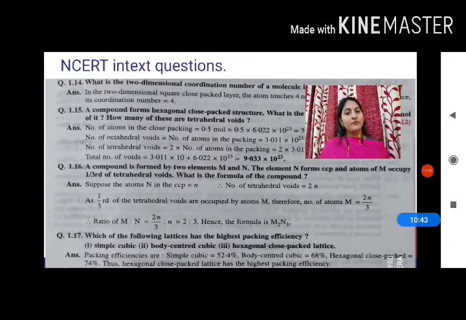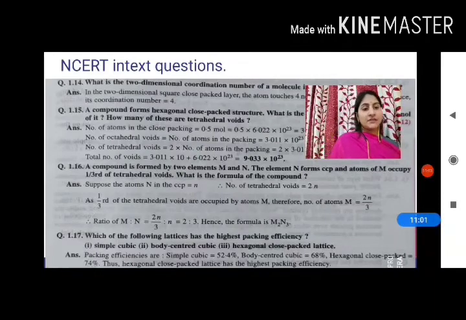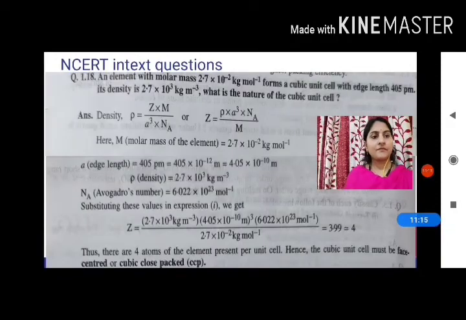Question 1.17: which of the following lattices has the highest packing efficiency? Simple cubic, body centered cubic, or hexagonal close packed lattices? If we see the packing efficiency percentage, we'll find simple cubic is 52.4%, BCC 68%, hexagonal HCP and CCP is 74%. So the hexagonal close packed lattice has the highest packing efficiency and simple cubic has the lowest packing efficiency.